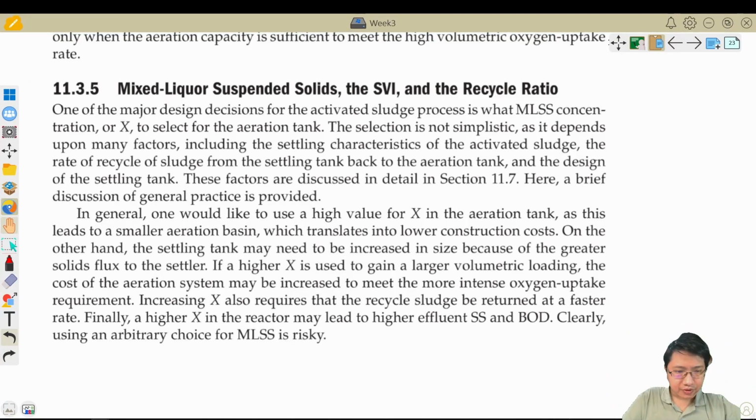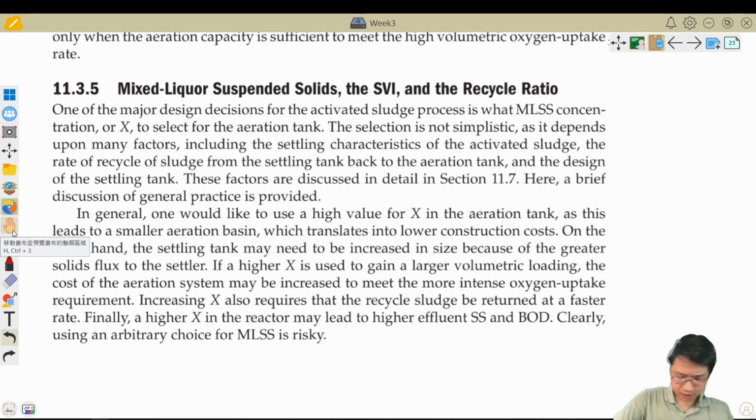Okay, our next concept is the MLSS concentration and the concept of SVI, and their related correlation between the concentrated sludge in your sedimentation tank and the recycle ratio, which is related to the concentration of your MLSS in the aeration tank.